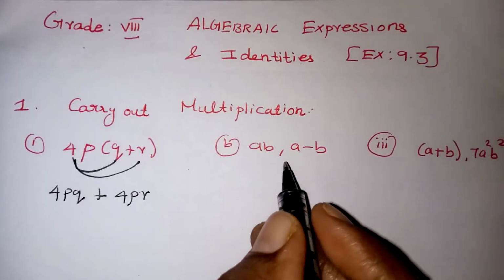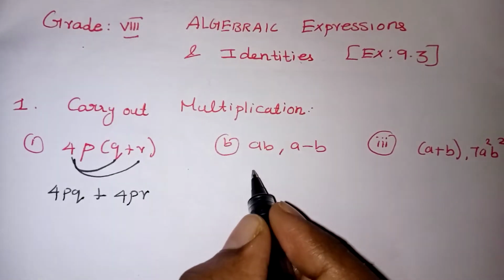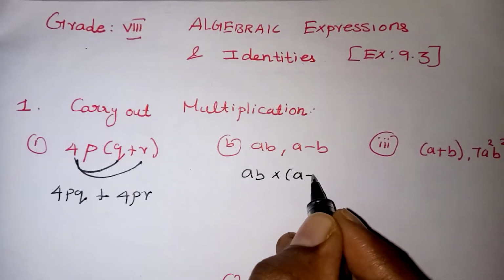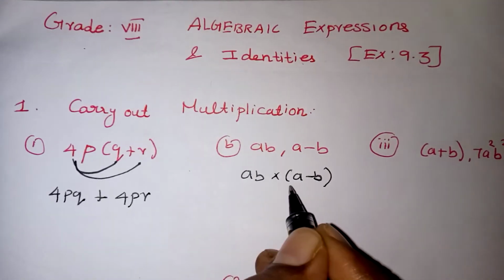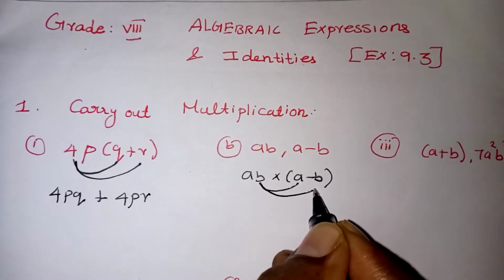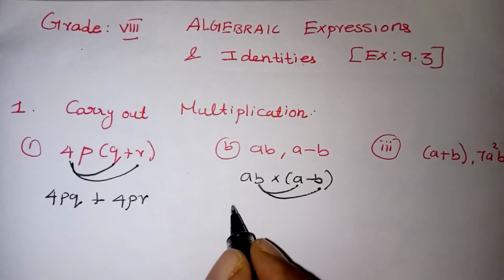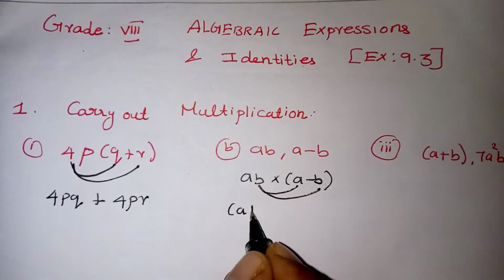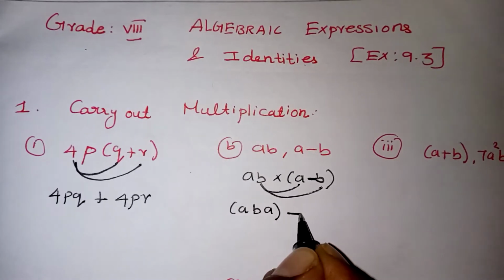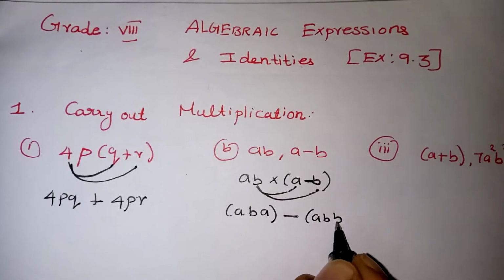Next one, first the multiplication means that comma should be replaced by multiplication sign, that is ab multiplied by a minus b, the same way monomial binomial. First ab should be multiplied with a, then the ab should multiply with b. Now ab into a we are getting a squared b. Then here what is the symbol given? Minus, so minus ab into b, so ab squared we are getting here.